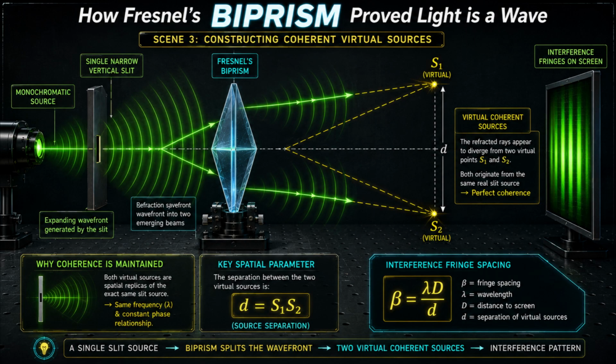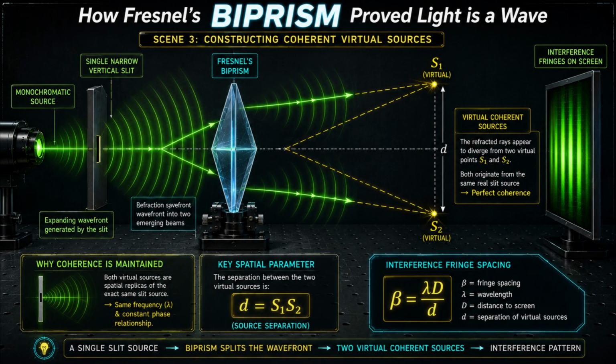Now, let us track the ray paths to understand how coherence is maintained. A monochromatic light source passes through a single narrow vertical slit, generating a uniform, expanding wavefront. As this wave strikes the biprism, refraction divides it into two separate emerging beams. If you follow these refracted rays backward into space, they appear to emanate from two virtual points, which we label as small s with subscript 1 and small s with subscript 2. These are our virtual coherent sources.